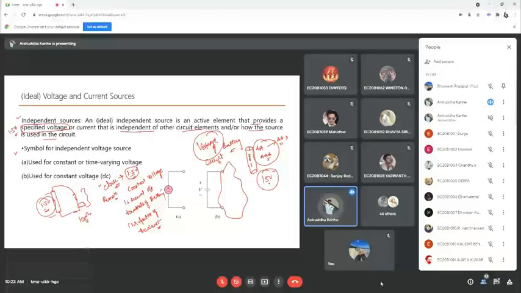And the symbol used for the independent voltage source is here. Generally, we will show it in this way. In case of time varying, you will show a time varying symbol. And if a DC is imposed on it, then you will show it like this. Is that fine? So this is how it goes for the ideal voltage source.